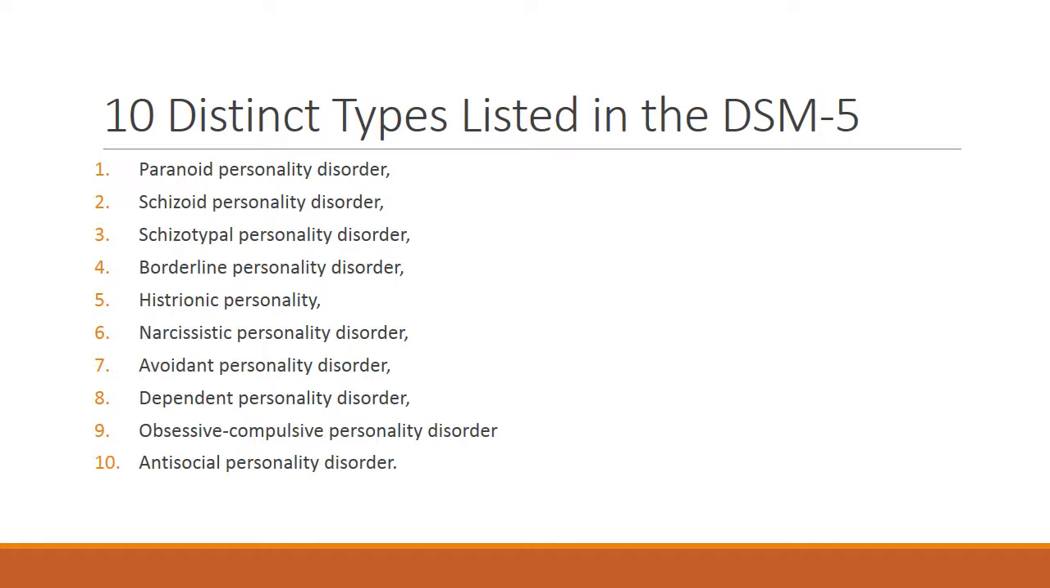So in the DSM-5, we see 10 distinct types of personality disorder: paranoid, schizoid, schizotypal, borderline, histrionic, narcissistic, avoidant, dependent, obsessive-compulsive, and antisocial. And we're going to be talking about each of these briefly.